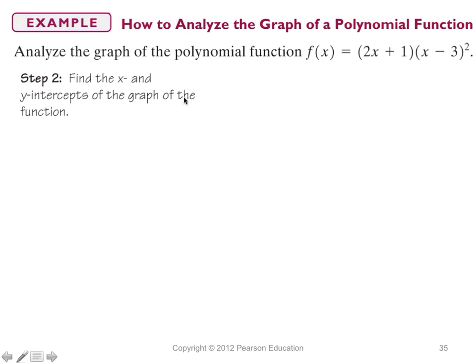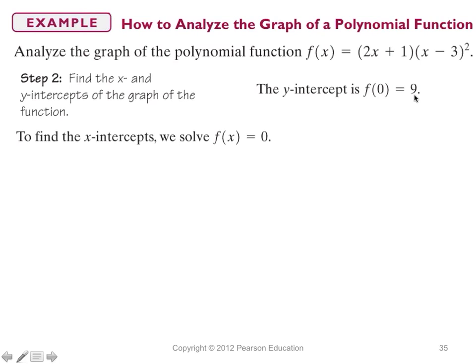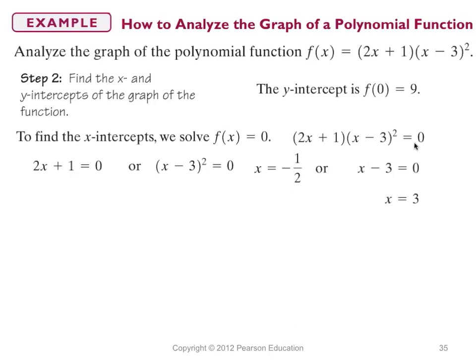And then you want to find the x and the y-intercepts. Now, if you plug 0 in for x, you're going to get 9 out for y, so that's going to be your y-intercept. And then to find the x-intercepts, we have to set y equal to 0. We probably want to use our nice factored version here. So we have (2x plus 1) times (x minus 3) squared equals 0. Set each piece equal to 0. So we get x equals -1/2, x equals 3. Those are going to be our x-intercepts.